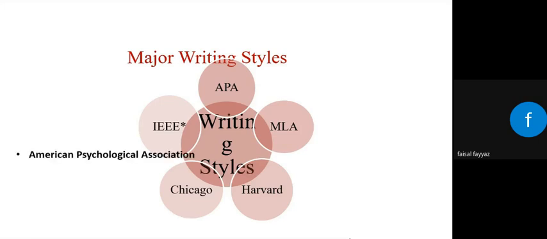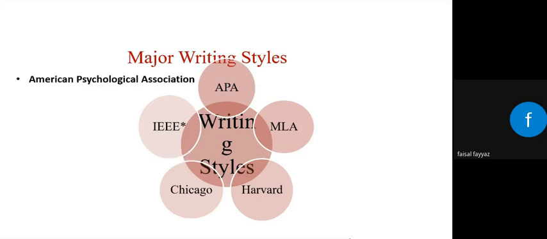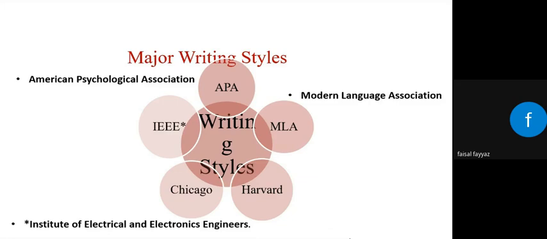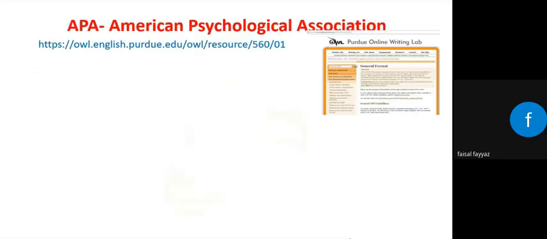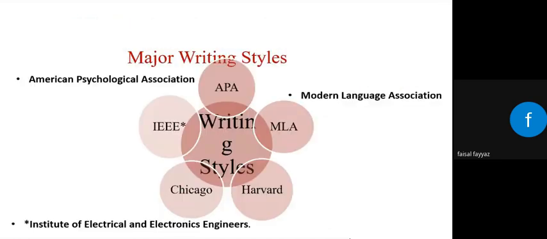according to their rules, regulations and guidelines. So American Psychological Association APA, and Modern Language Association, you are looking here MLA, and then Institute of Electrical and Electronics Engineers. These are three main styles which are accepted all over the world and they have their own worth as well.